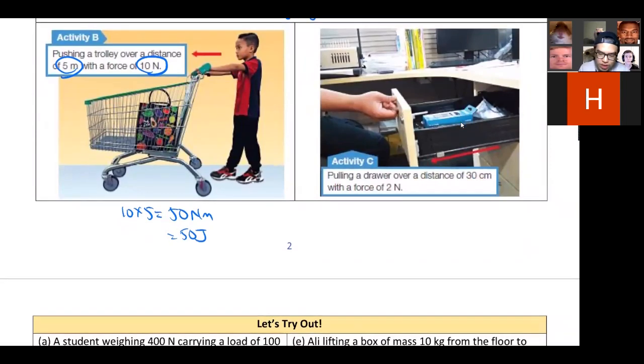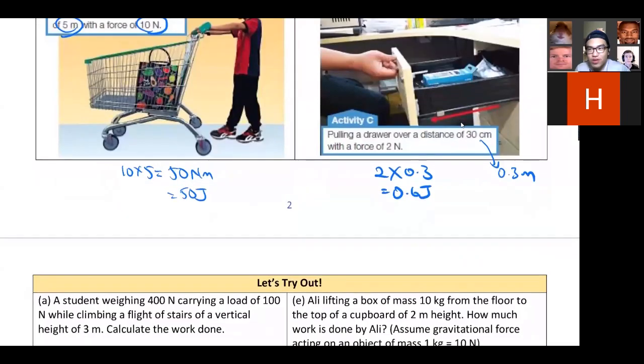And then for C, pulling a drawer over a distance of 30 cm, force of 2 Newton. Okay, so what's the work done here? 2 times, not 30, 0.3. Why? Because first change this to meter, because this is our SI unit, which is the standard unit we should use. Don't use cm, don't use km, don't use whatever length. Okay, use meter. So 2 times 0.3, you get 0.6 joule or 0.6 Newton meter. Okay, very simple.